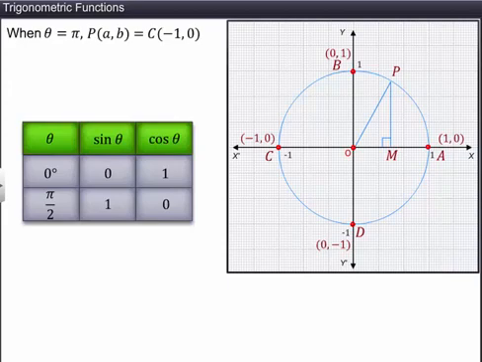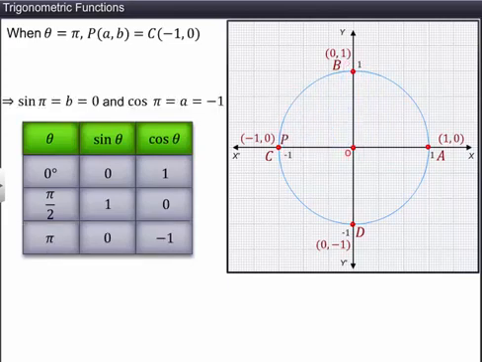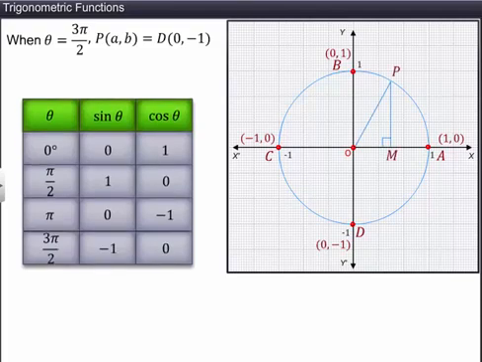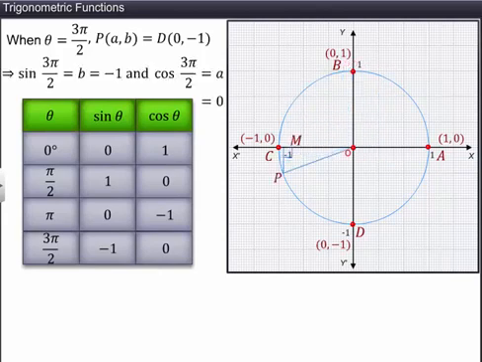When theta is equal to pi, point P coincides with point C. It implies that sine pi is equal to 0 and cos pi is equal to -1. And when theta is equal to 3 pi by 2, point P coincides with point D. It implies sin 3 pi by 2 is equal to minus 1 and cos 3 pi by 2 is equal to 0.